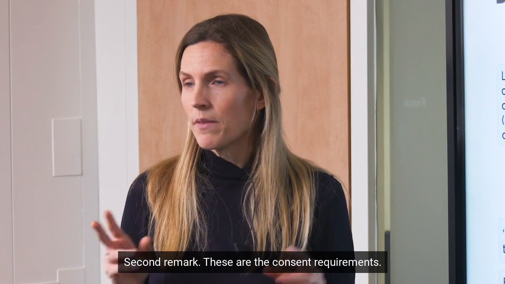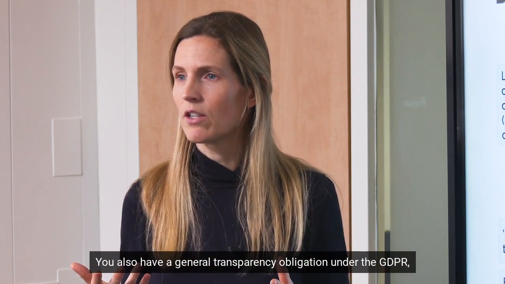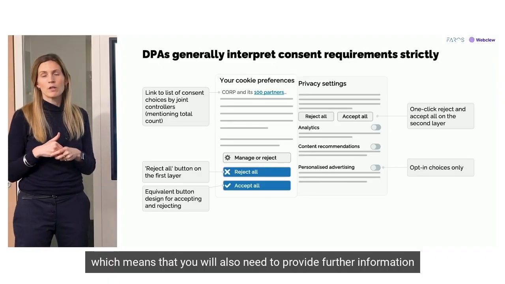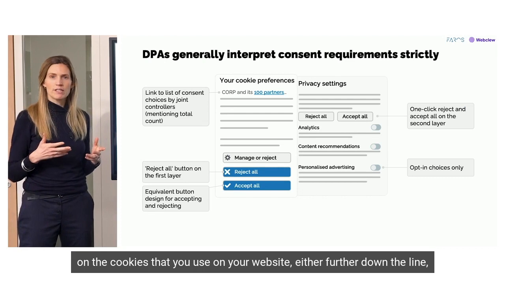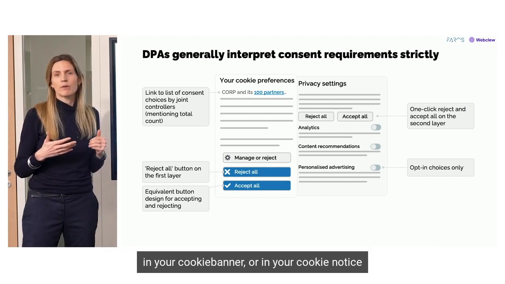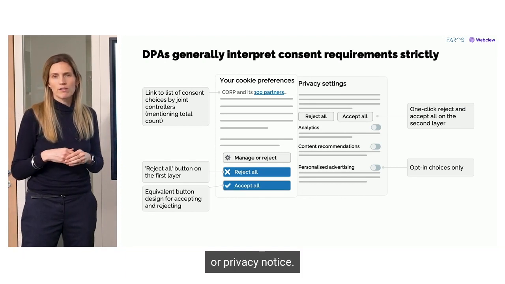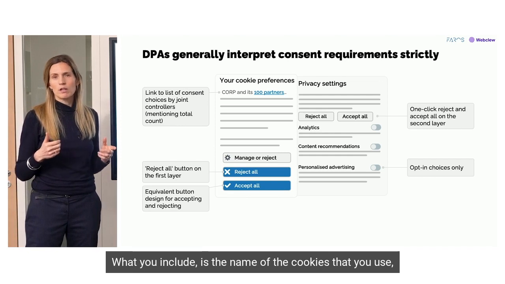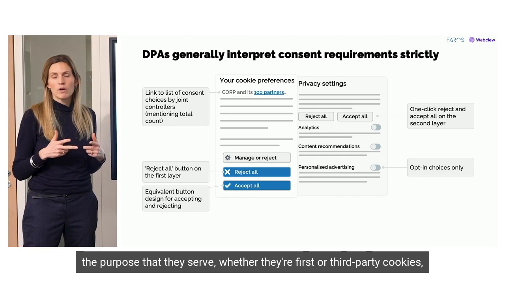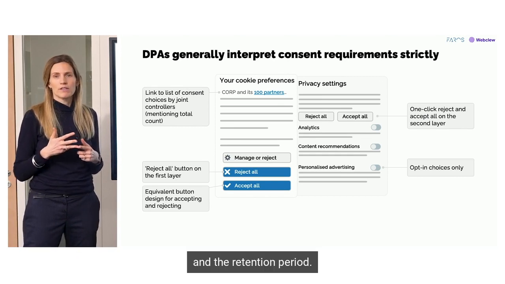Second remark, these are the consent requirements. You also have a general transparency obligation under the GDPR, which means that you will also need to provide further information on the cookies that you use on your website, either further down the line in your cookie banner, or in your cookie notice or privacy notice. What you include is the name of the cookies that you use, the purpose that they serve, whether they're first or third-party cookies, and the retention period.